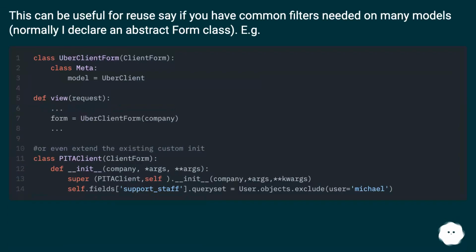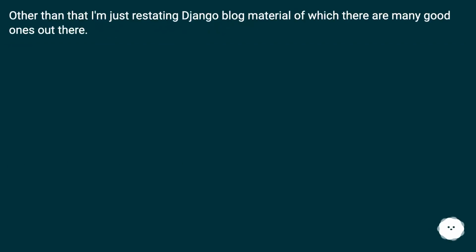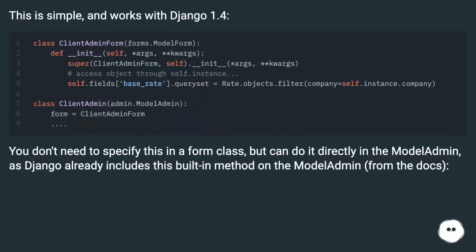This can be useful for reuse, say if you have common filters needed on many models. Normally I declare an abstract form class. E.g. Other than that, I'm just restating Django blog material, of which there are many good ones out there. This is simple, and works with Django 1.4.